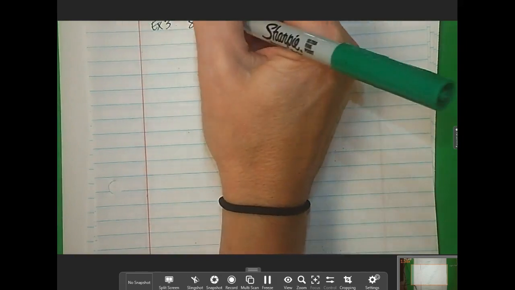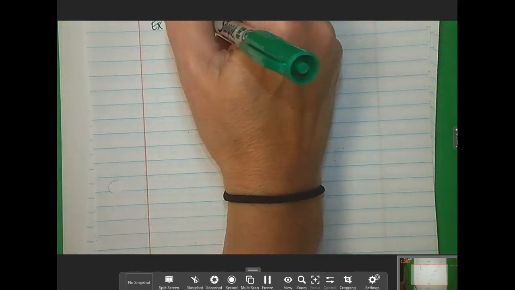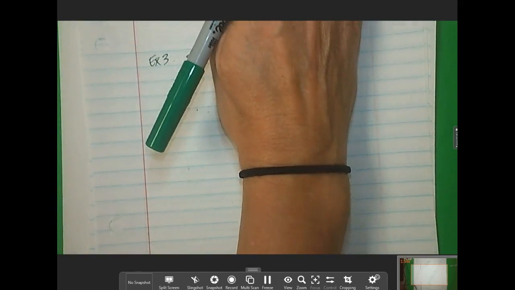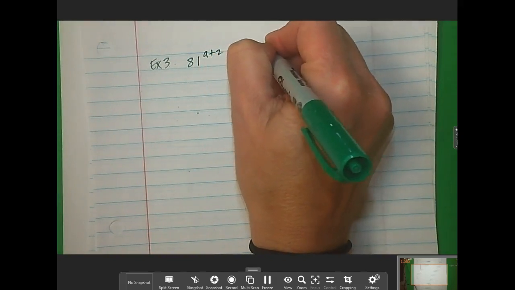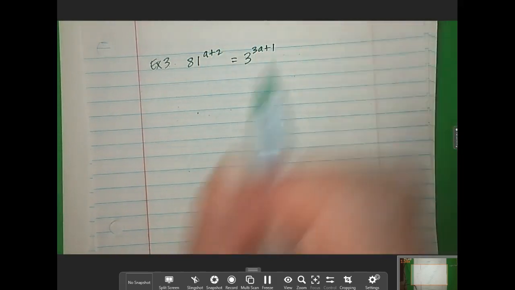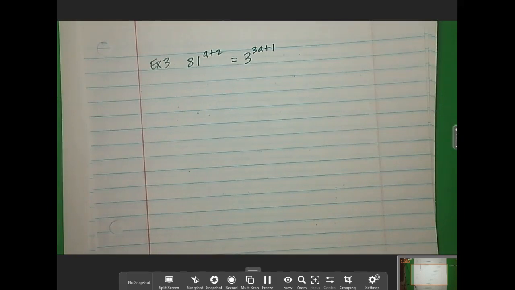So here's the first one. You can't see it. So 81 to the a plus 2 equals 3 to the 3a plus 1. Alright, I'm going to pause this so you guys can work.